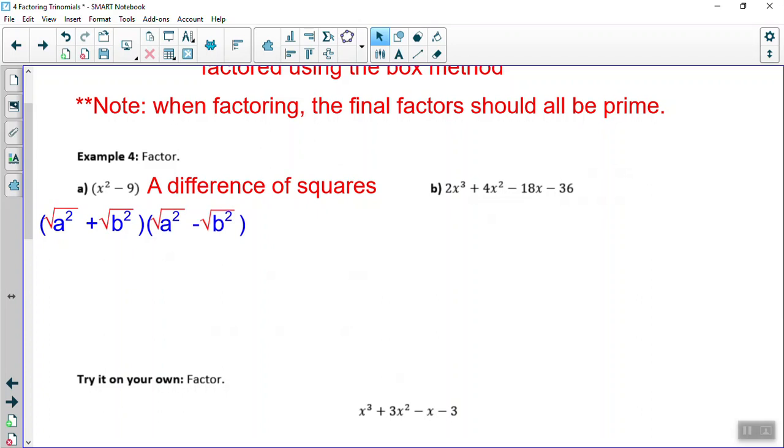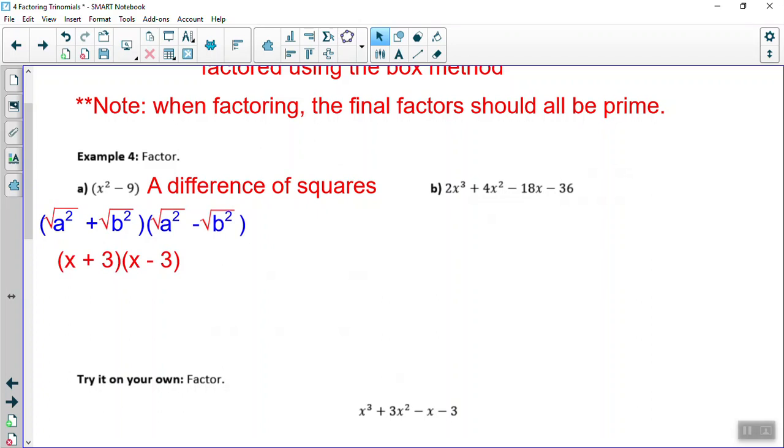So first term was x squared, and the second term was 9. So the square root of x squared is x, the square root of 9 is 3. So if I follow this pattern, I will have x plus 3 times x minus 3. And that is the final factored form of this polynomial.